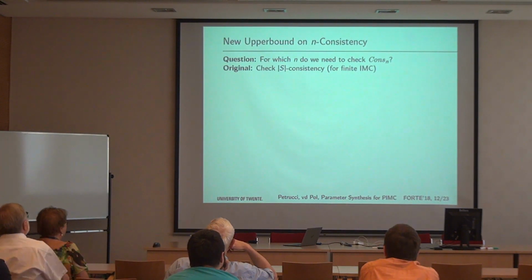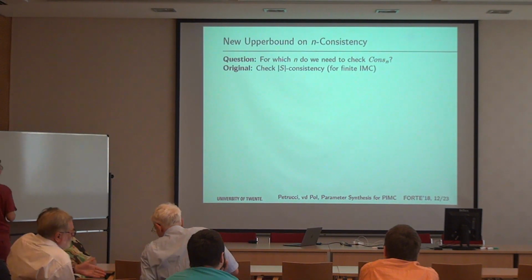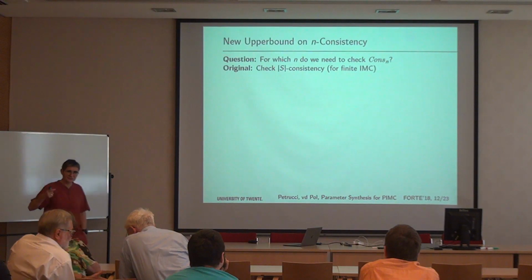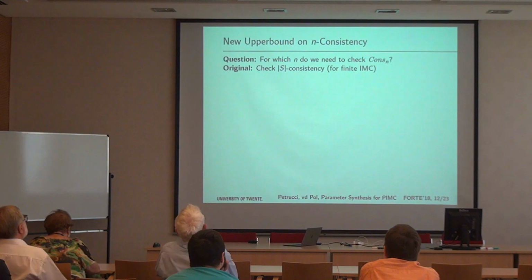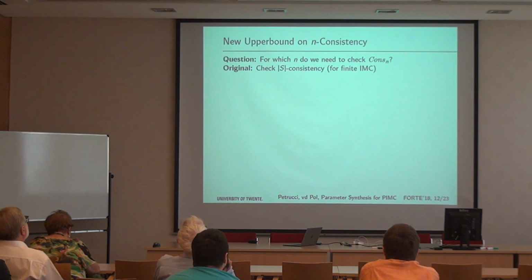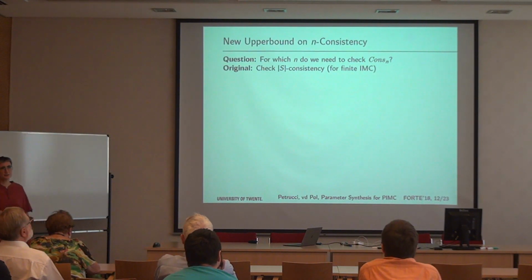So in practice, we have finite models anyway, so it's fine. The question is, if we apply this inconsistency computation, for which n do we need to check the consistency? If we want to check that the model is consistent, how many steps do we have to do with checking the inconsistency?